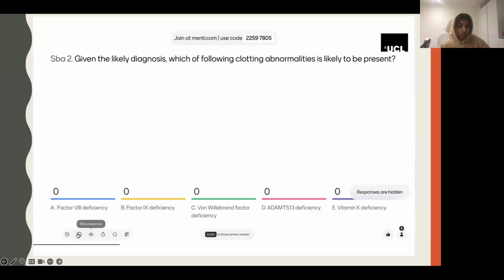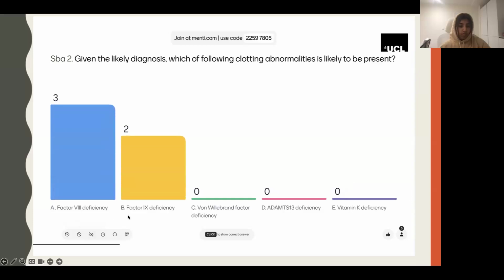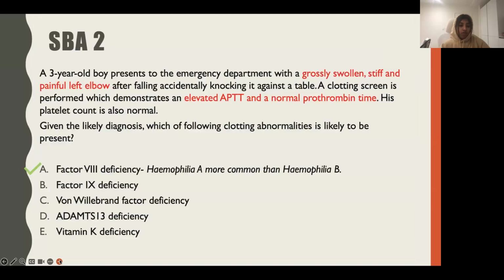See what everybody said. Okay, interesting. So people have said factor 8 deficiency or factor 9 deficiency. So the correct answer is A, factor 8 deficiency. So I think most of you have got that this is hemophilia, because he's got that hemarthrosis. Again, elevated APTT. And what can an elevated APTT mean is either hemophilia or von Willebrand. It's definitely not anything platelet related because the platelet count is normal.